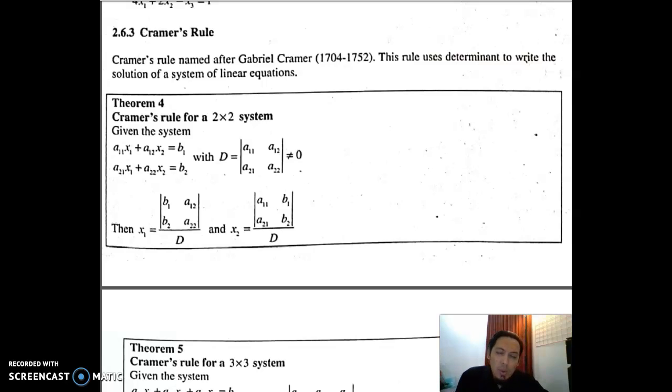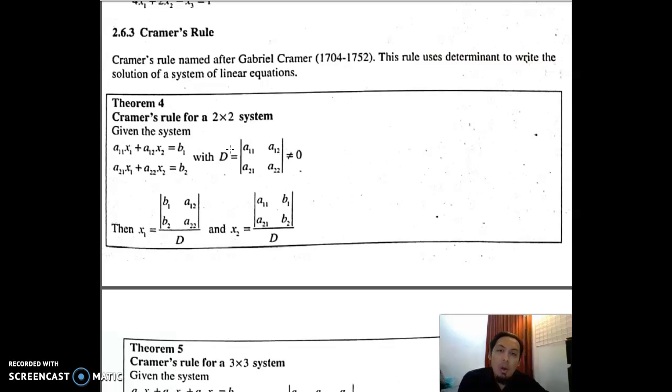Okay guys, the next one will be Cramer's rule. We are going to try to solve the system of linear equations by using Cramer's rule. It is actually the kind of rule that is quite, how can I say it, safer to be used compared to the first three that we've learned before, because it is quite structured, if I can say.